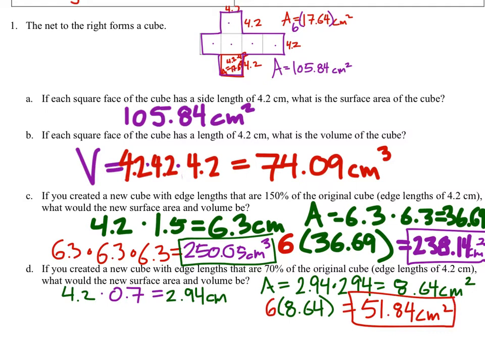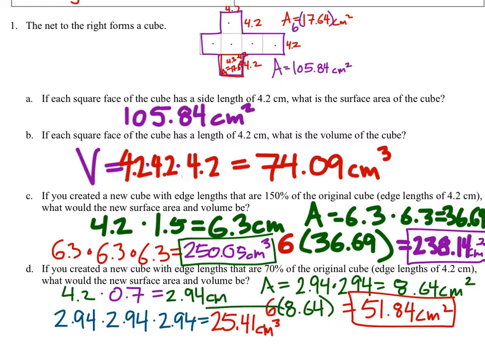Now let's go ahead and find the volume. So we're going to take that 2.94 again, and the length is the same, 2.94, and the width also 2.94. So we're just going to multiply these together, and I get 25.41 centimeters cubed for the volume.